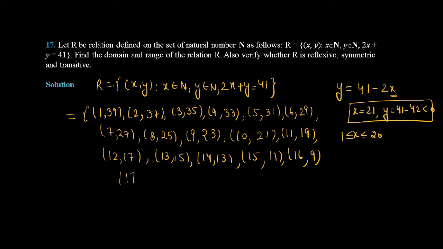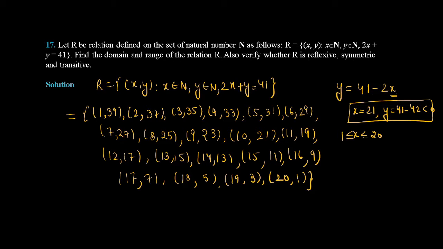For x = 17, it will be 7. For x = 18, the value would be 5. For x = 19, the value will be 3. And for x = 20, the value will be 1. So finally, we have that many elements in my relation R. This is my whole set of elements of the relation.